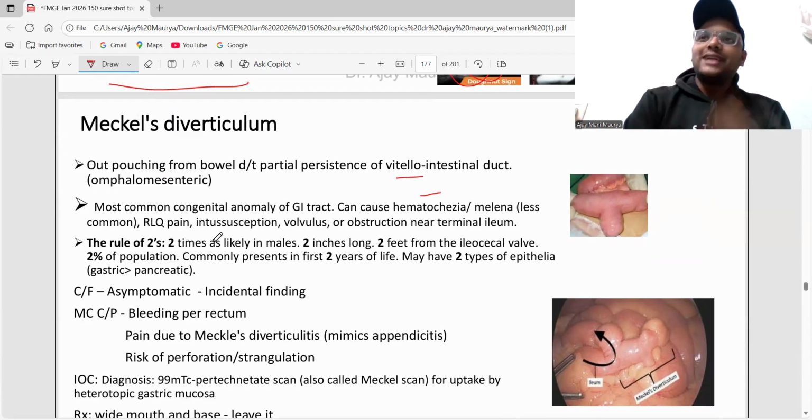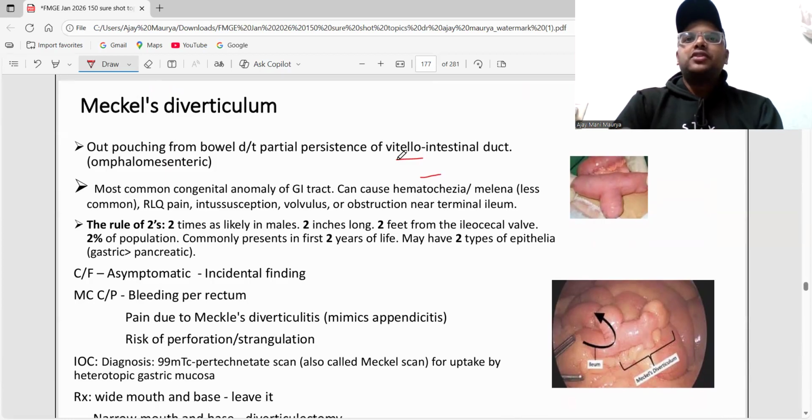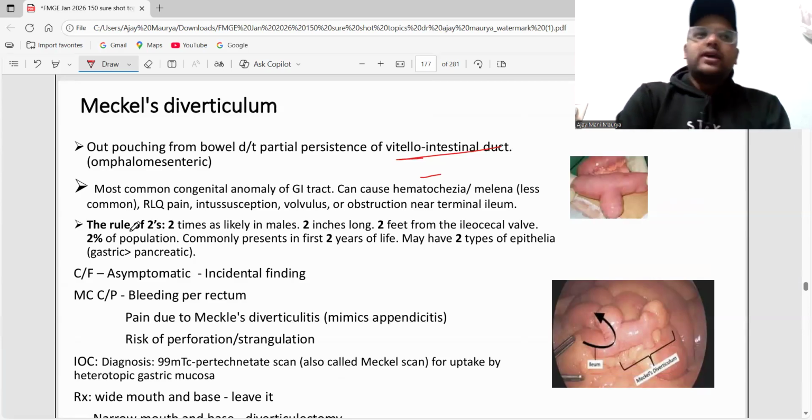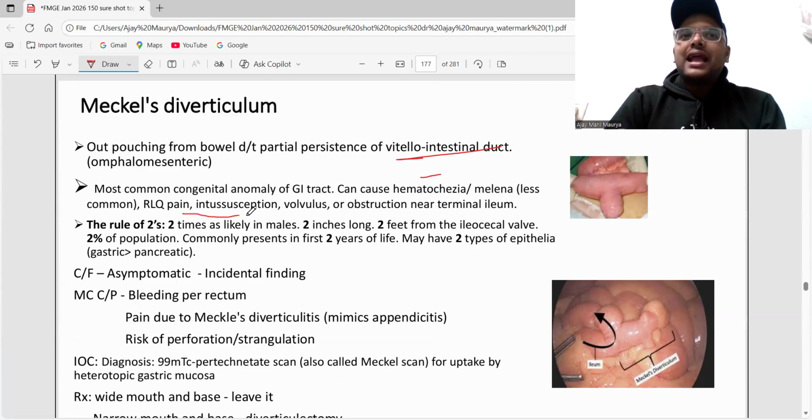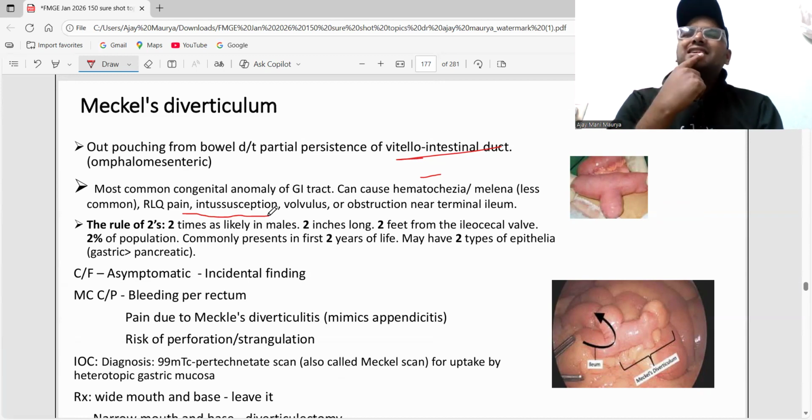Okay, I will talk only from the exam point of view. First of all, this is the important vitellointestinal duct. Next, they will ask you the rules of twos. Remember, 2 times likely in male. They will ask 2 times likely in female.